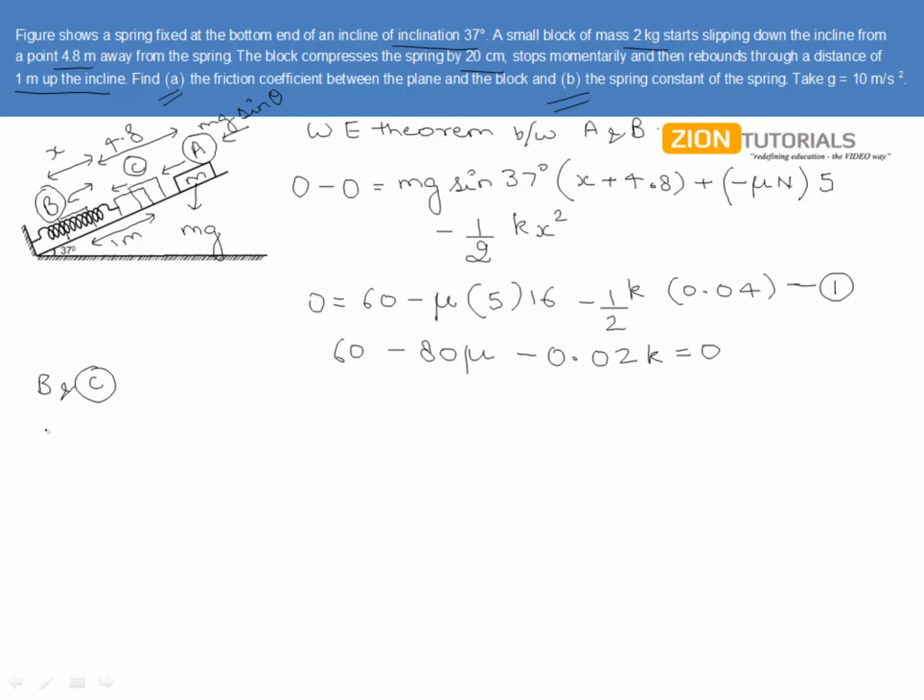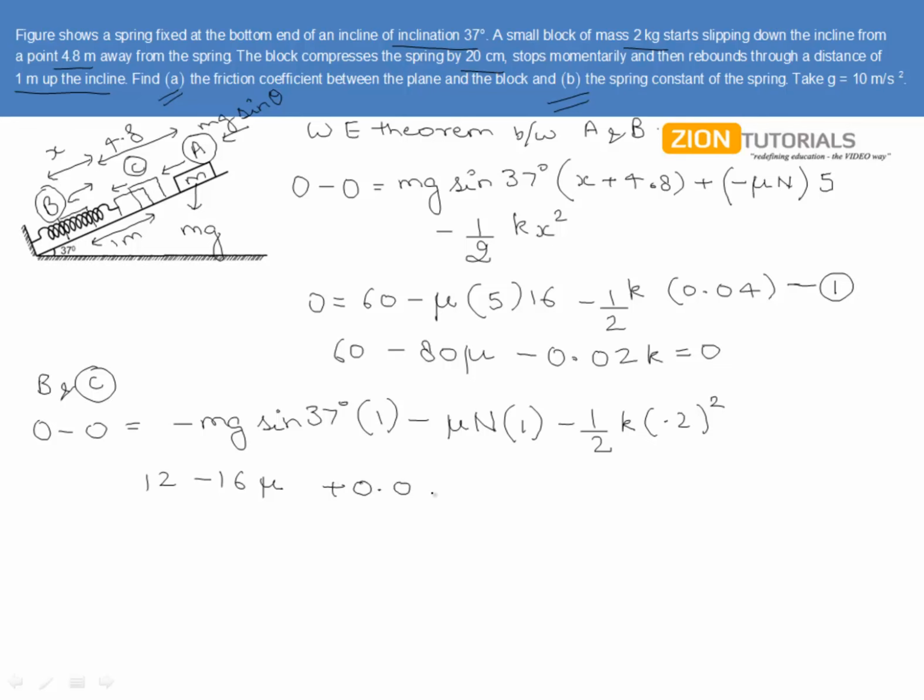we easily get the final kinetic energy minus initial equal to minus mg sine 37 degrees, because this is the force, into 1 because this is the displacement in the opposite direction, minus work done by the frictional force into the distance, which is 1 that has been given, minus half k into 0.2 square, right? Solving it further, we get 12 minus 16 mu plus 0.02 k, and let us mark it as equation number 2.